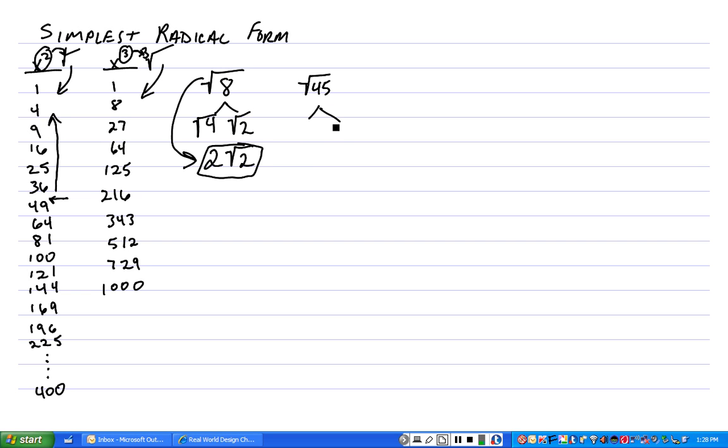So I say the square root of 45 is like saying the square root of 9 times the square root of 5. 9 times 5 is 45. Well, I know 9 to be a perfect square because there it is in our list. So the square root of 9 would be 3, and 5 is not a perfect square. It's not in our list. So we just leave it under the radical sign. And so our answer is 3 square root of 5. So the square root of 45 put in simplest radical form would be 3 square root of 5.